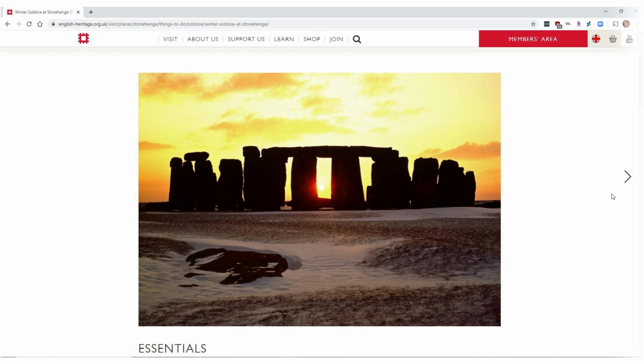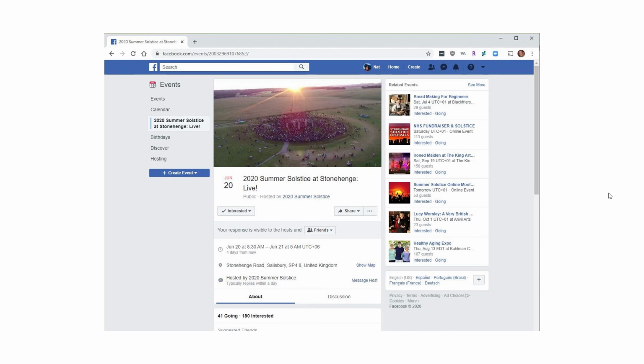So why did we talk about Stonehenge? Well, this year there will be no one gathering there to watch the sunset and sunrise because of COVID-19. But we have the opportunity to watch both of them online later today. If you get your parents to go to Facebook and search for 2020 Summer Solstice, you should be able to find the live stream of both sunset and sunrise over Stonehenge.